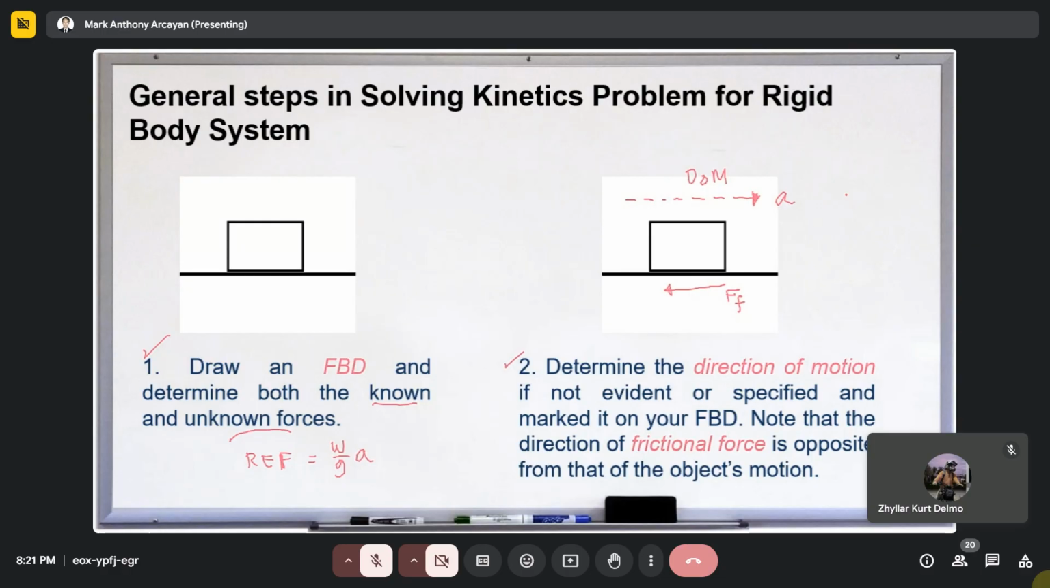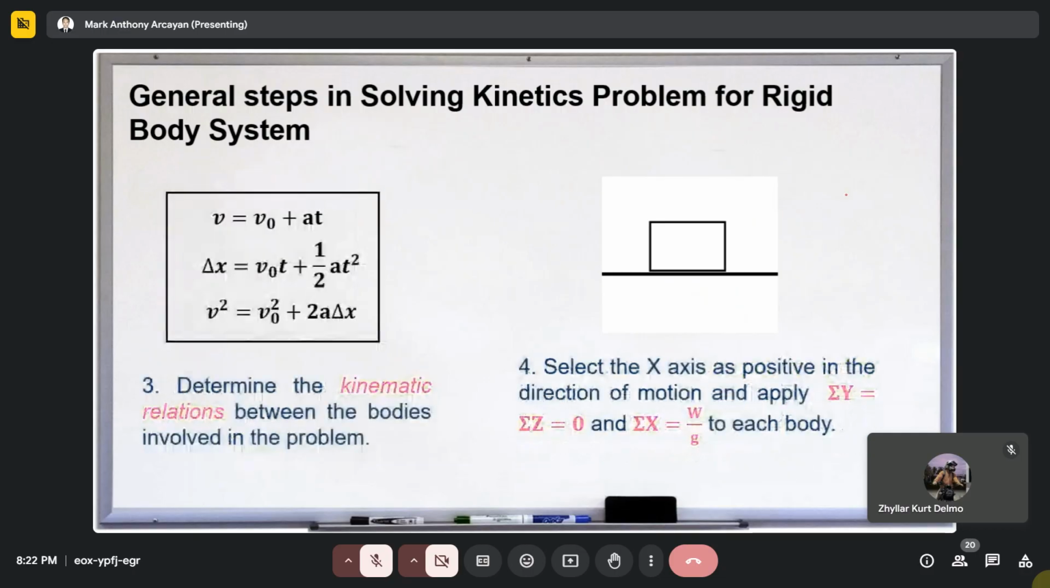Okay, the direction of motion, class, again denoted by DOM, is important so that we can identify the direction of our acceleration and velocity. And aside from that, the other important thing is we can also understand the direction of our frictional force because frictional force always opposes the object's motion.